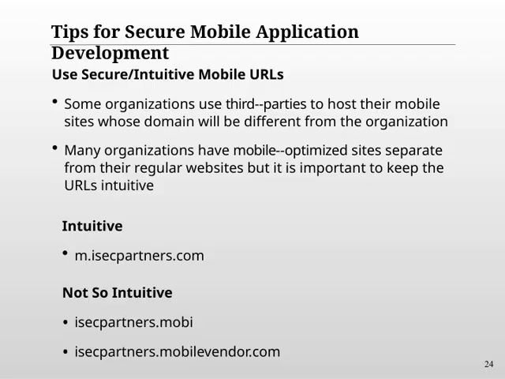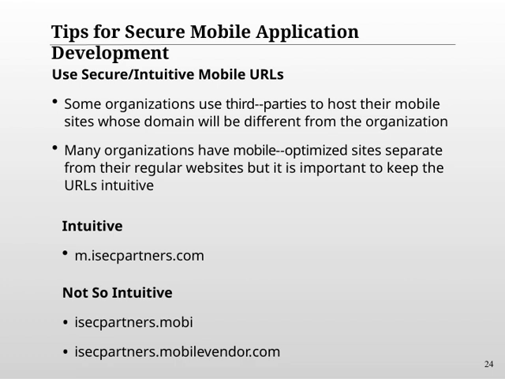When developing secure mobile applications, one of the key tips is to use secure and intuitive mobile URLs. Many organizations actually rely on third parties to host their mobile sites, and often these sites will have domains that look quite different from the main organization's domain. This can sometimes cause confusion or reduce trust for users. It's common for companies to have mobile-optimized sites that are separate from their regular websites. While that's fine, it's crucial to keep the URLs intuitive and easy to recognize. For example, an intuitive URL might be icepartners.com, which clearly indicates it's the mobile version of the main site.